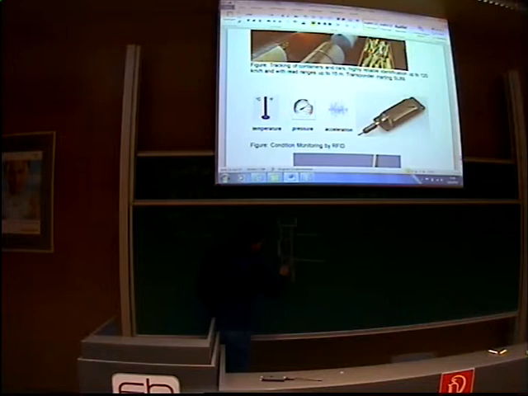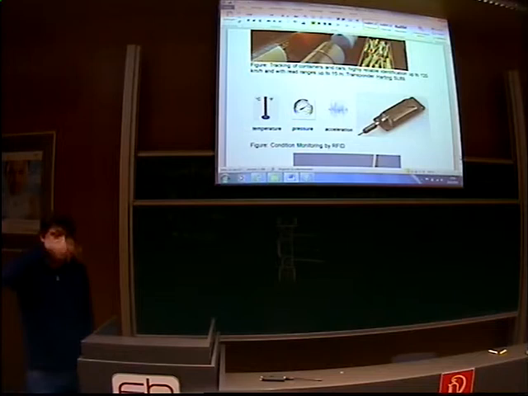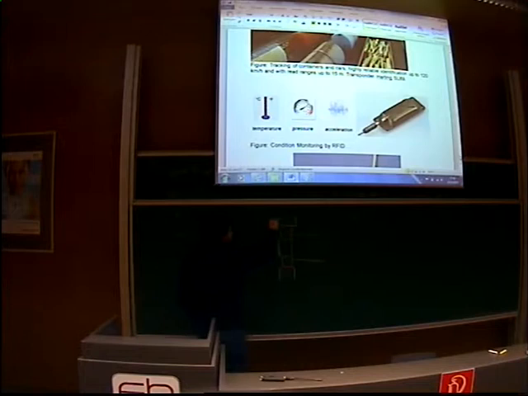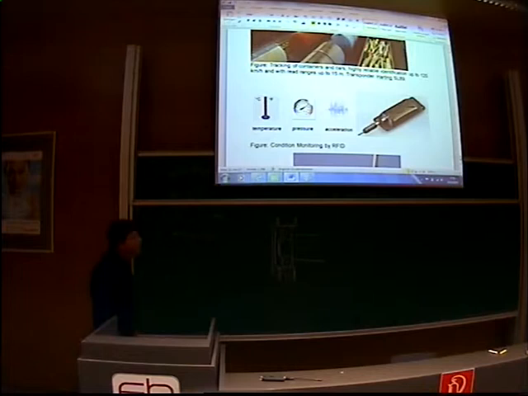In particular, for rotating applications, the energy supply is a very difficult problem. In this case, we don't have this problem because we want to monitor the acceleration of this ball bearing. Clear ball bearing? This one.